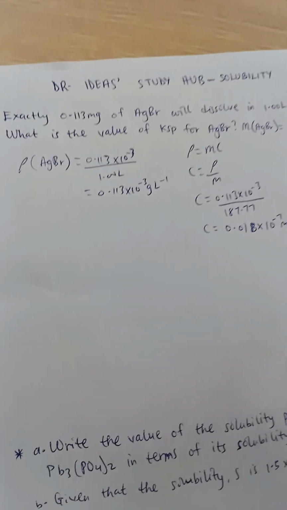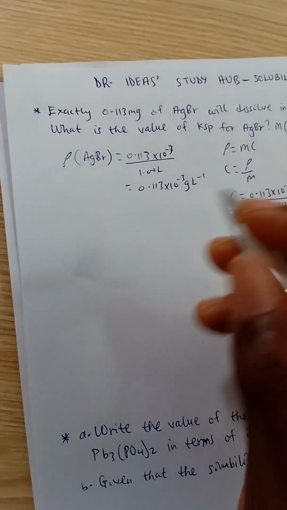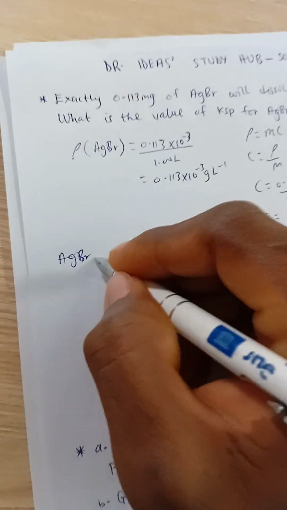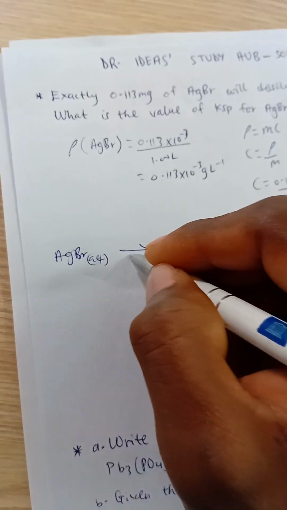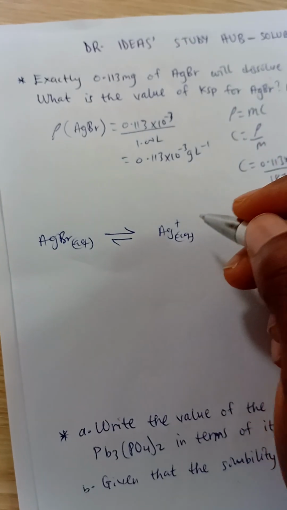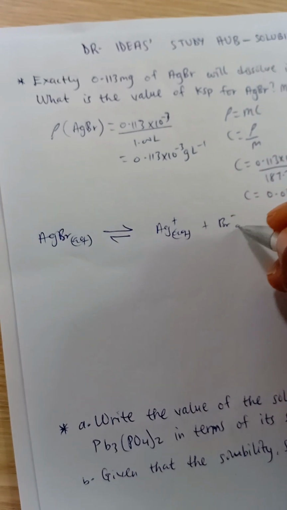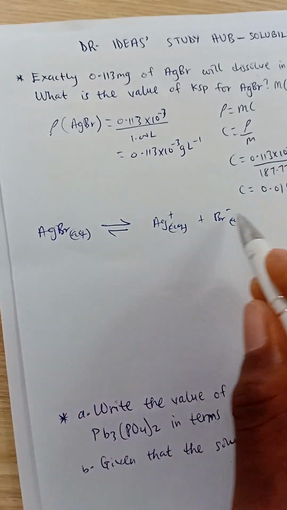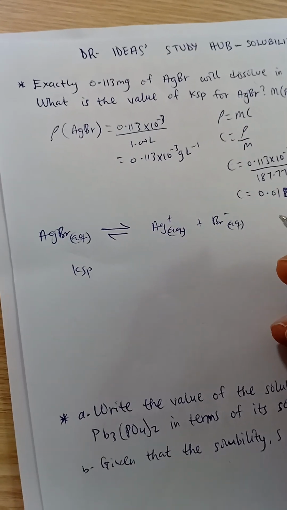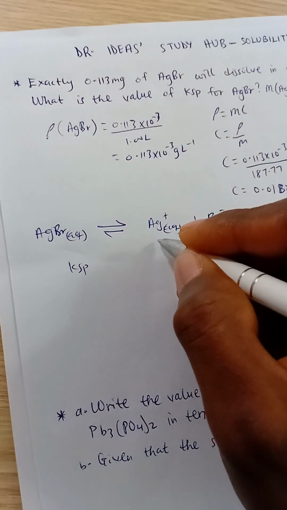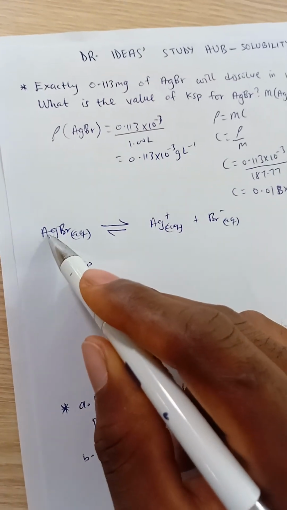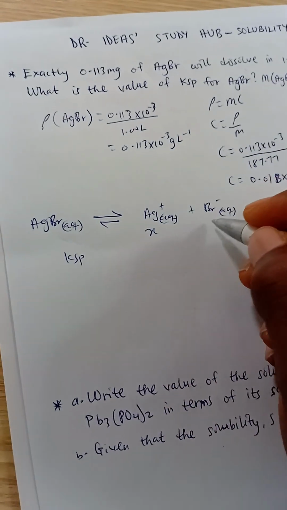Now we have to write the equation of dissociation of the salt. AgBr aqueous. You must bring the state. Without it is zero. Ag plus aqueous, state is very important. All atoms are balanced. So for our KSP, if the solubility is X, then the mole ratio of this to that is 1:1. Here is also 1:1. So X and X.